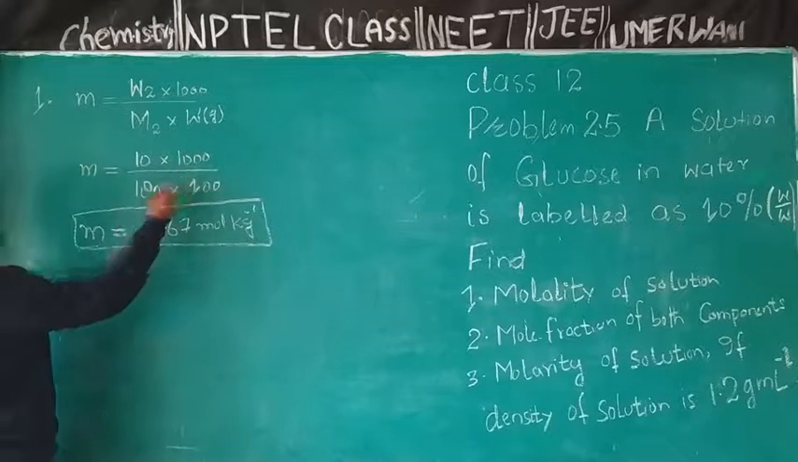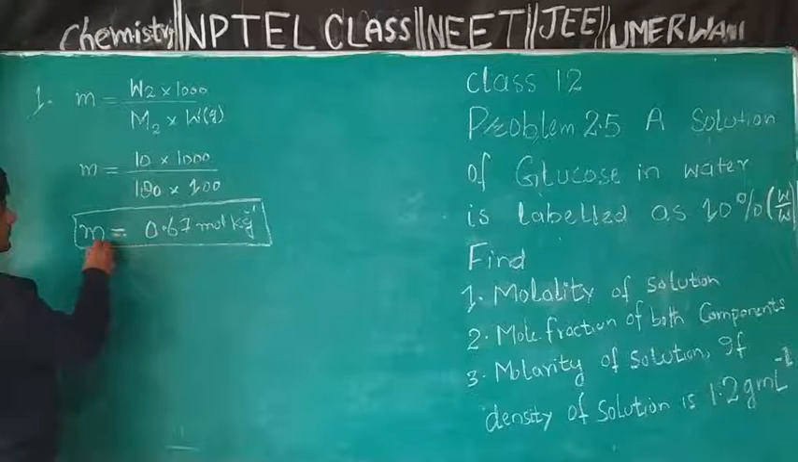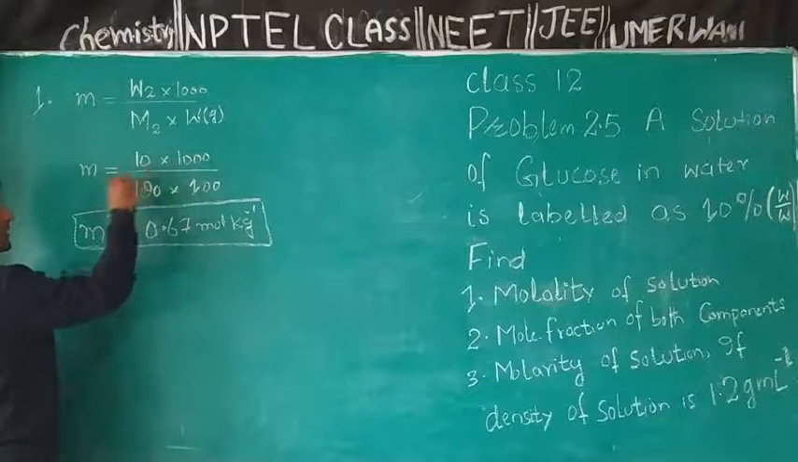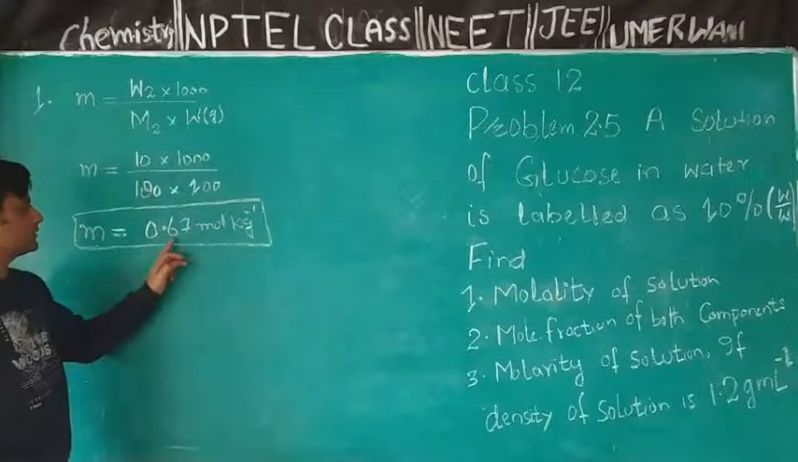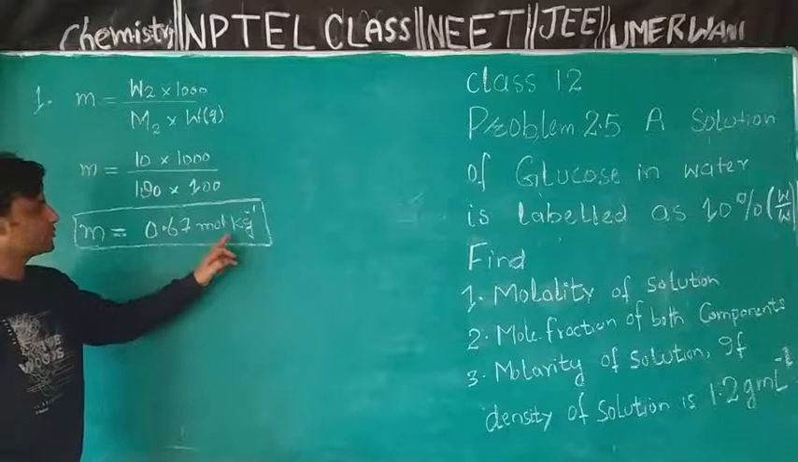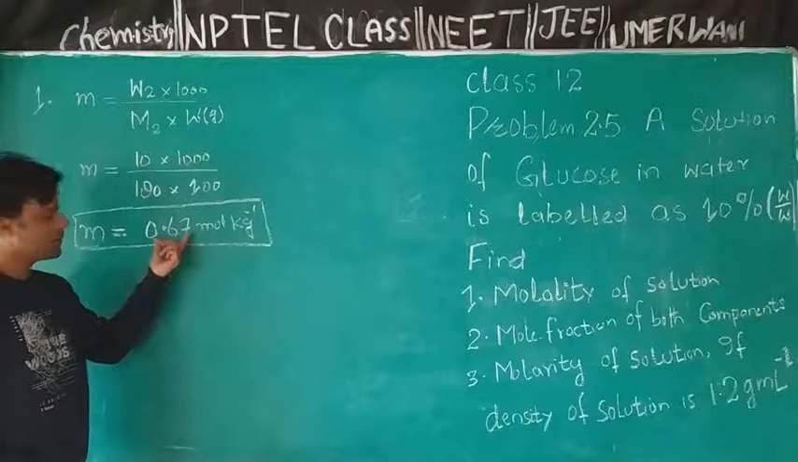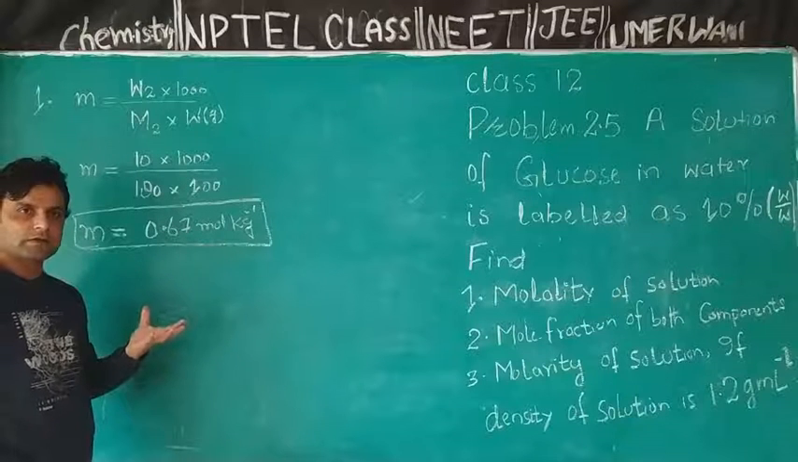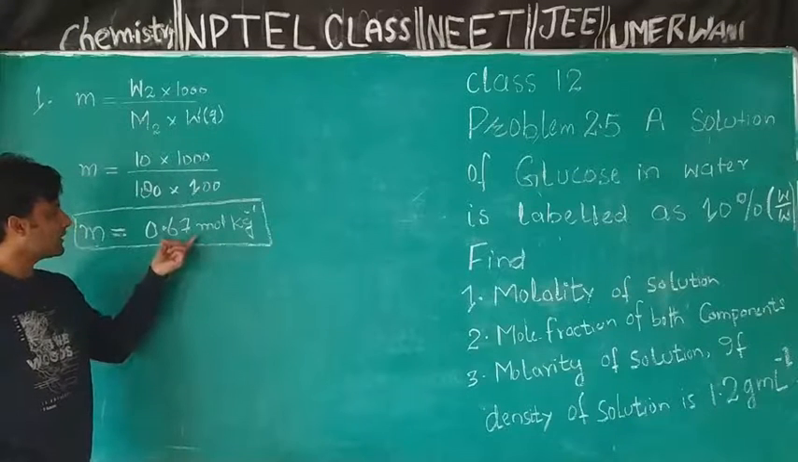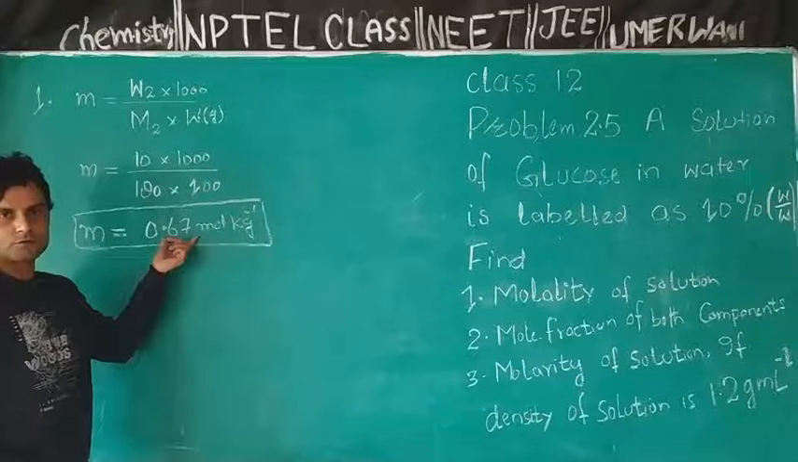By simple substitution of known parameters in this equation, I was able to find the molality of solution, which is 0.67 mole per kg. Now what is the information here? The information is that if we have 1 kg of solution, it contains 0.6 moles of solute glucose.